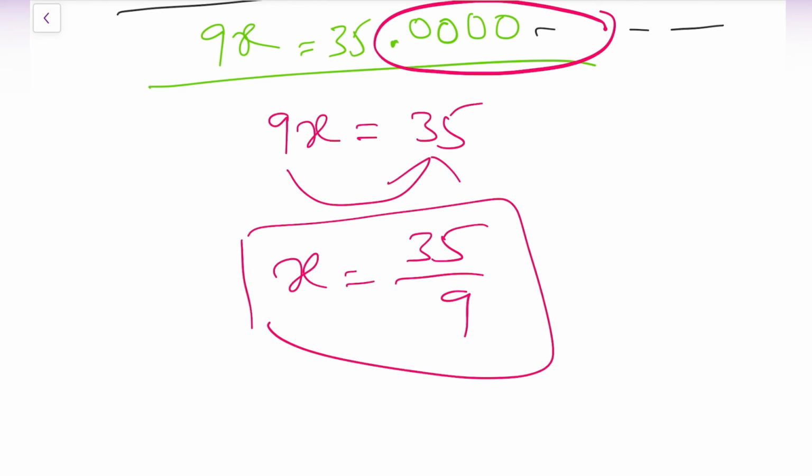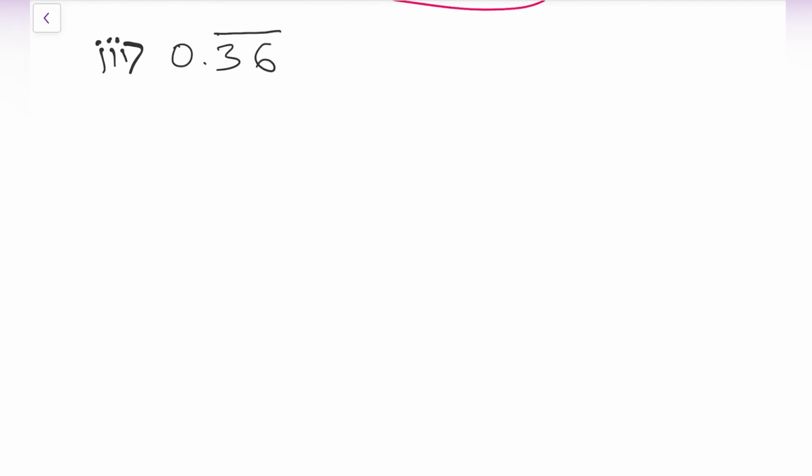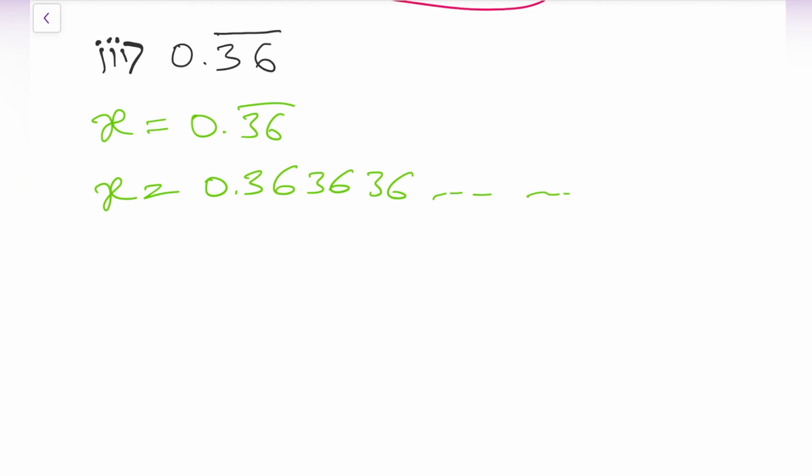Next, third question in this is 0.36 bar. 0.36 bar is for 3 as well as 6, so 0.36 bar. First step as usual, that is x is equal to 0.36 bar. X is equal to 0. Here two digits are repeating, so continue those two digits, 36, 36, 36 and so on. This is equation number 1.